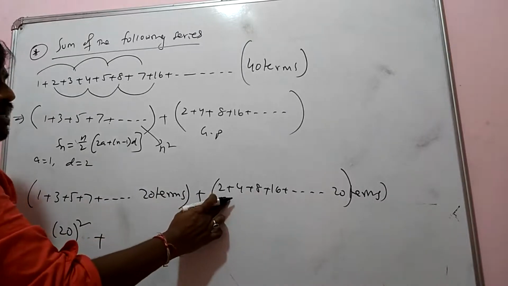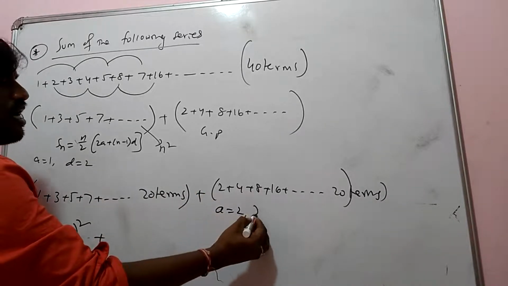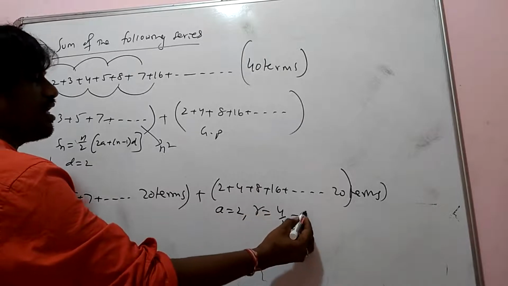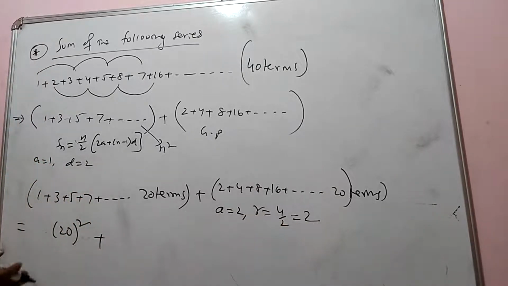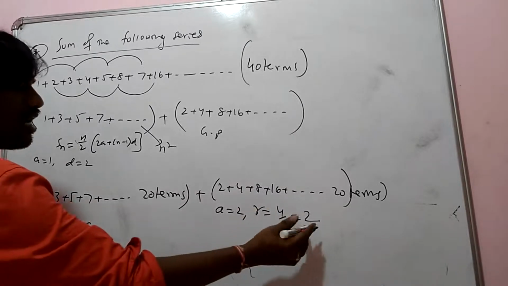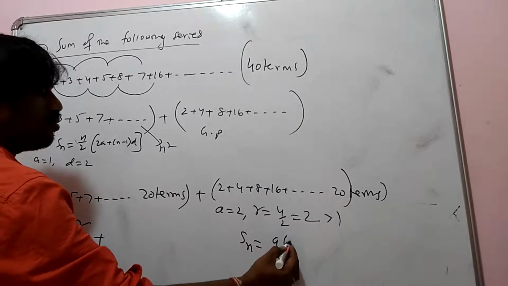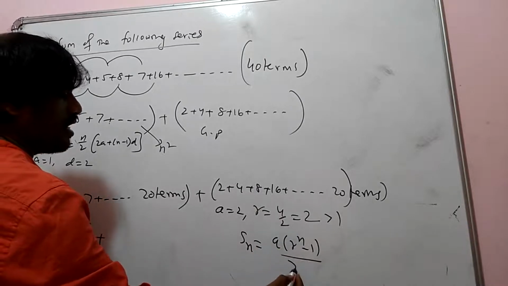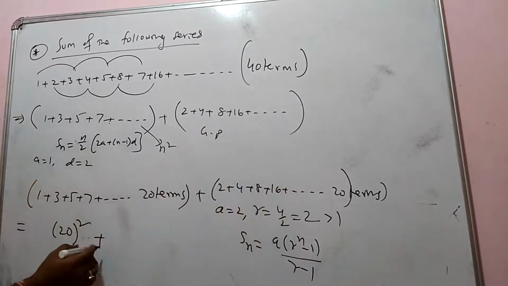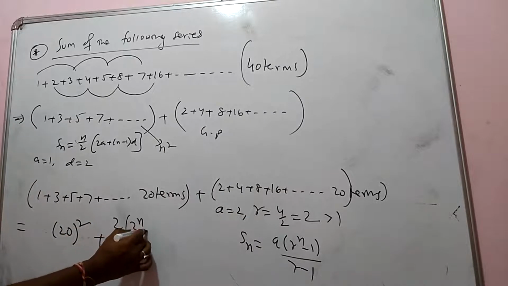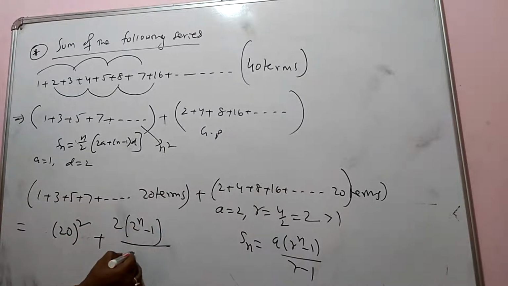And here this is a GP. A is equal to 2, R is equal to T2 by T1, which is 2. So Sn is equal to the formula for R greater than 1: Sn is equal to A into R power n minus 1 by R minus 1. So the sum of this will be 2 into 2 power n minus 1 by 2 minus 1.